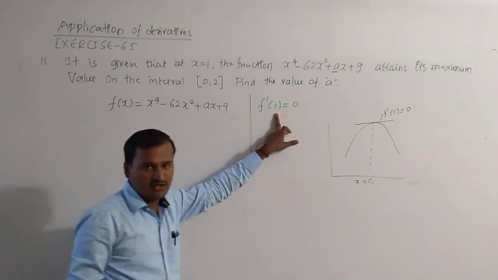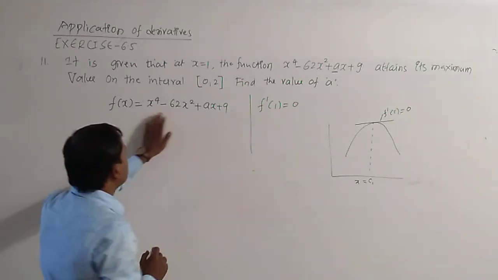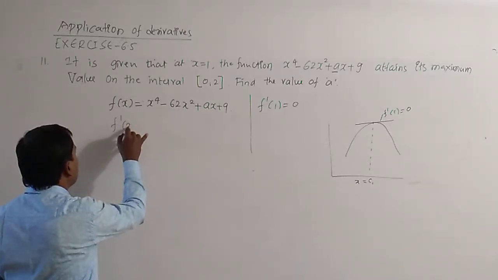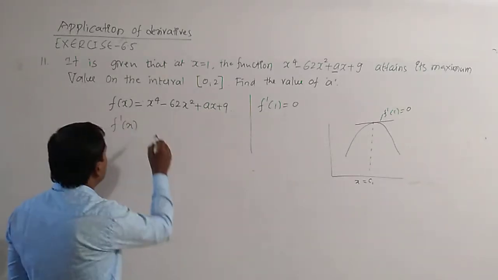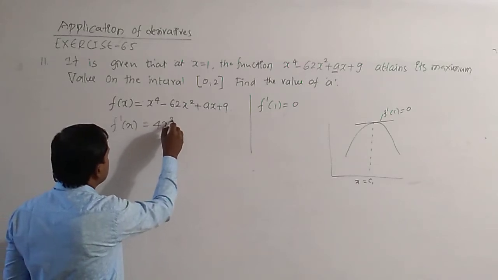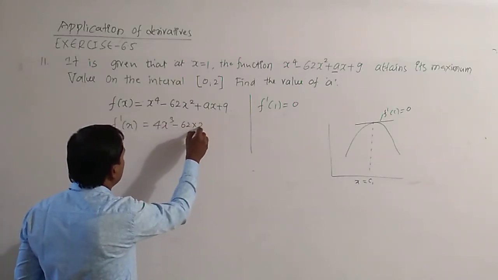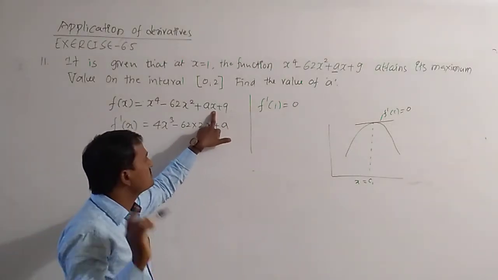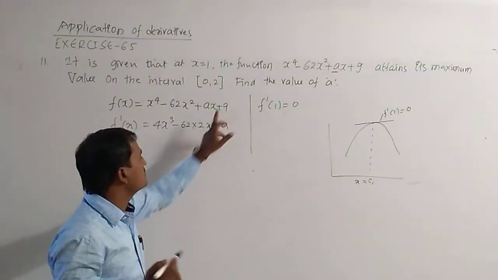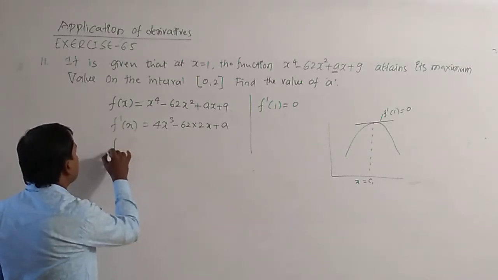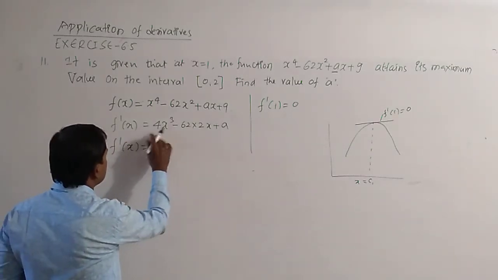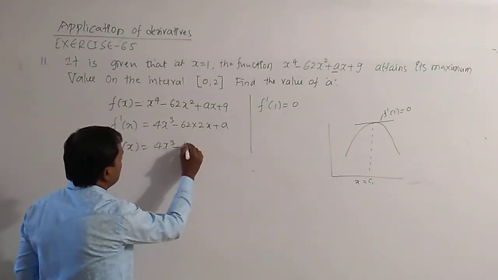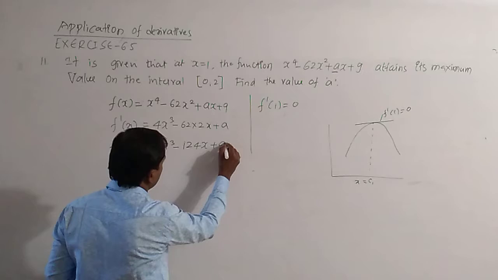Means f dash of 1 equal to 0. So in this case we should find the value of a. So therefore we should differentiate this function. So here what we are getting: 4x cube minus 124x plus a, because the differentiation of x is 1, differentiation of 9 is 0. So therefore now f dash of x is equal to how much? So clearly it is 4x cube minus 124x plus a.